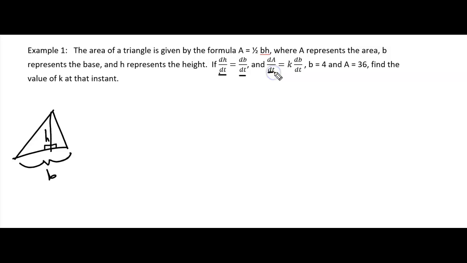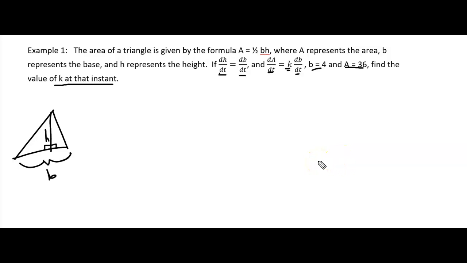This is saying the rate of change of the area is equal to some constant number being multiplied by the rate of change of the base. So whatever the rate of change of B is, the rate of change of the area is that value multiplied by K, whatever K is. Now they're saying that if B equals 4 and A equals 36, find the value of K at that instant.